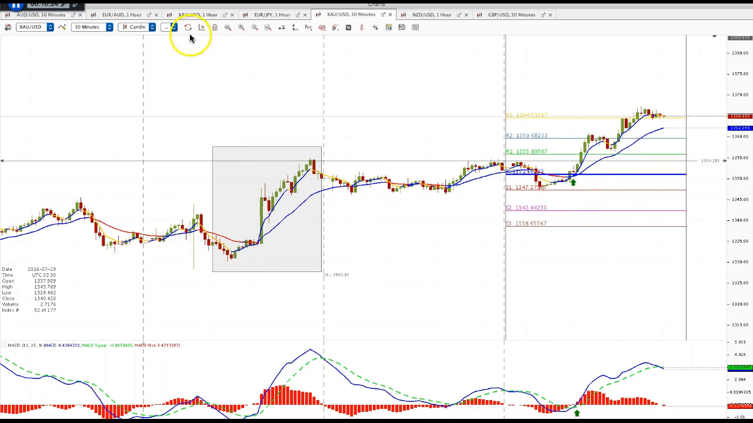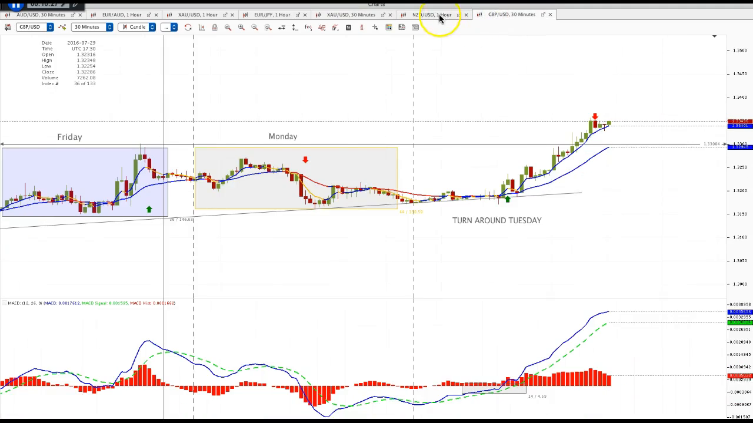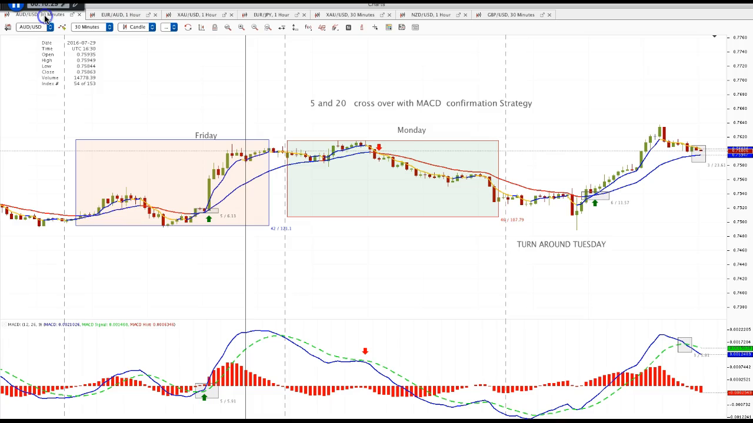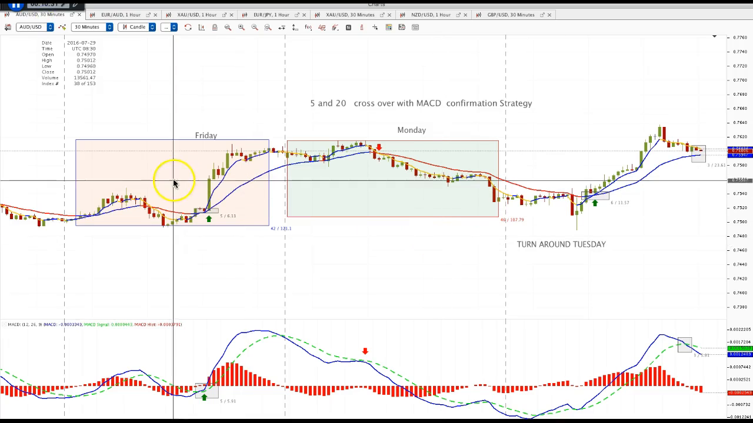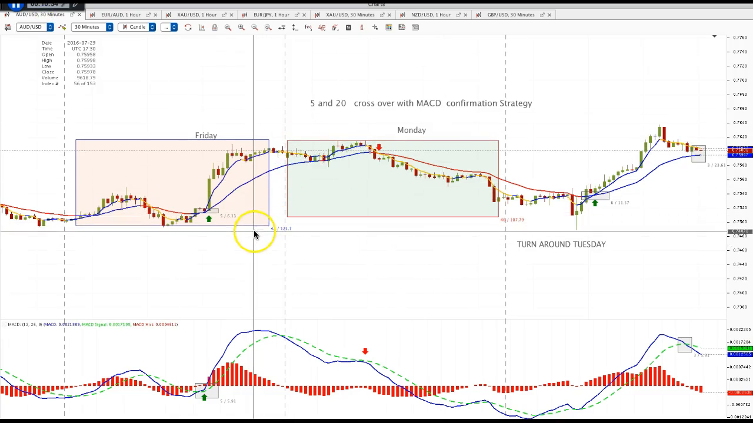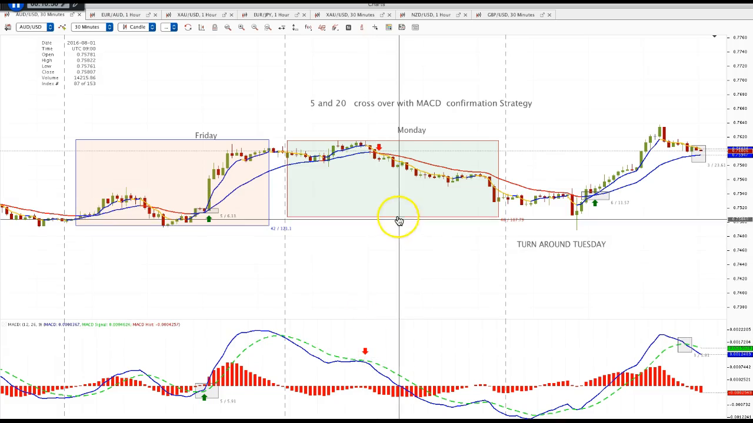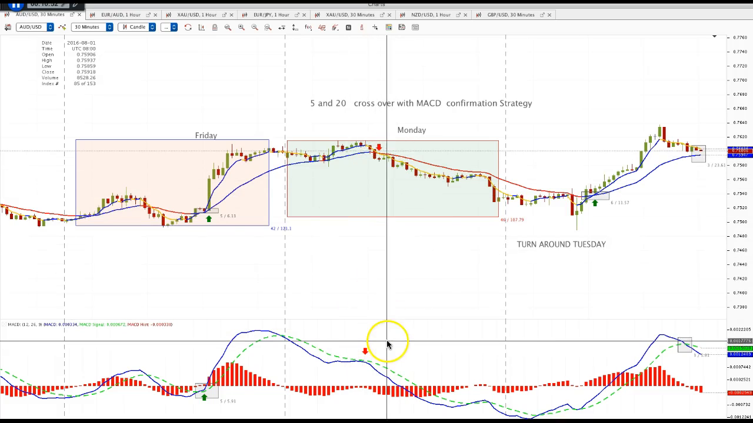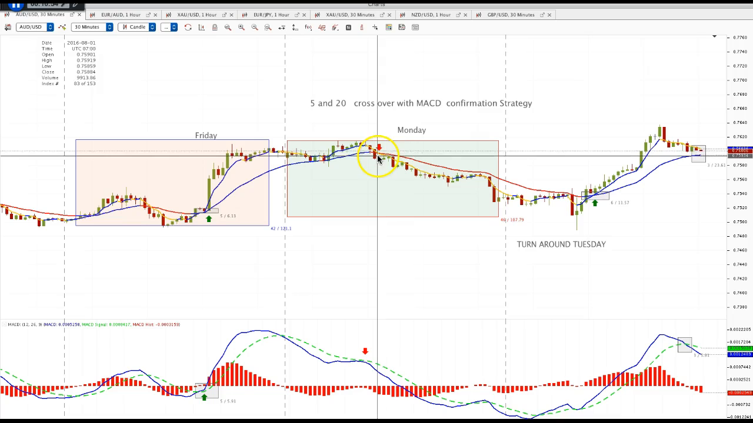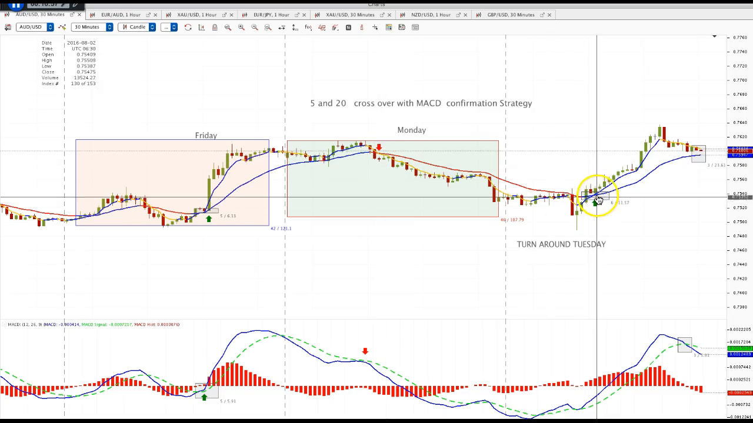Okay, so that's it for this tutorial. If you have any questions just on the strategy, just email me. And Friday's retracement is a very consistent strategy that we use, and just make sure you stay away from those exotic pairs, pound New Zealand, pound Aussie. If you do trade those, make sure you follow the strategy, the crossover on MACD, crossover on 5 and 20 coming into Monday, and then again on Tuesday.